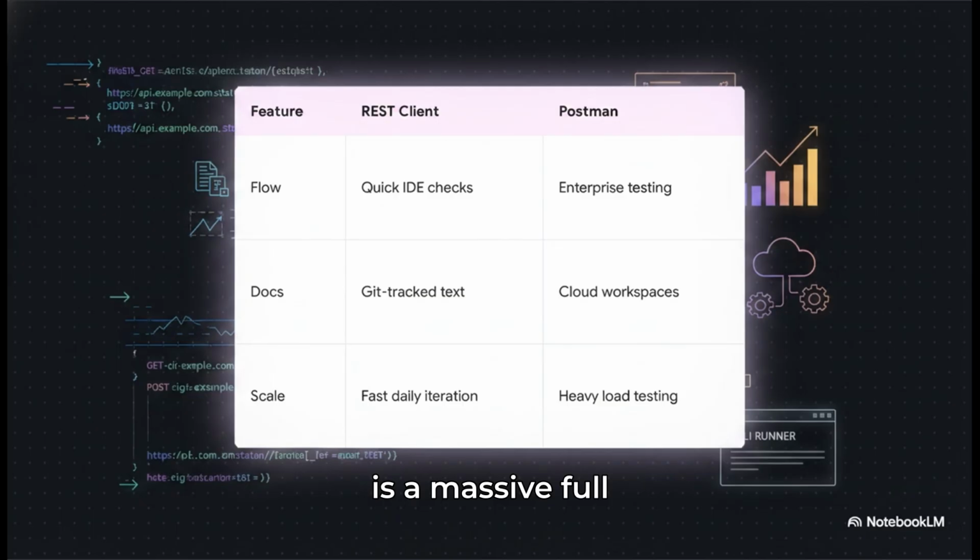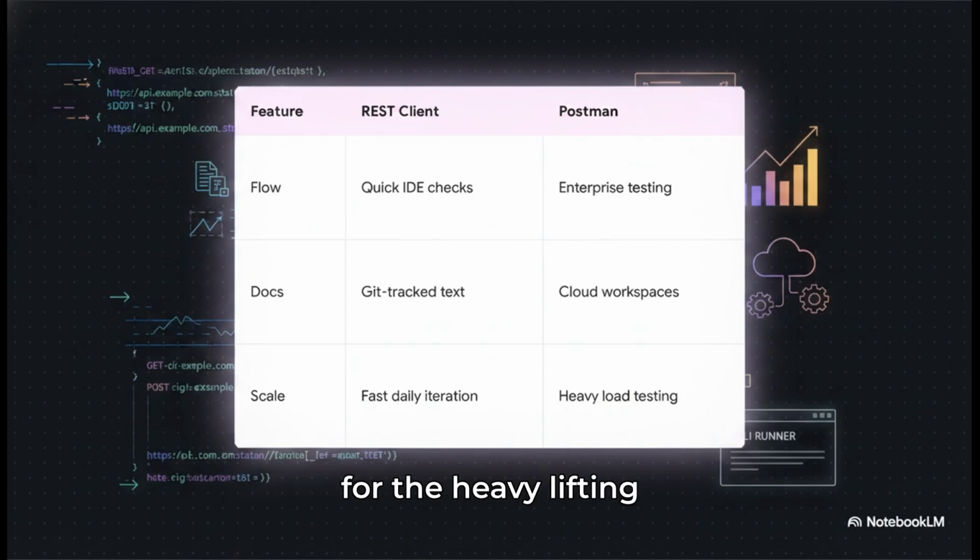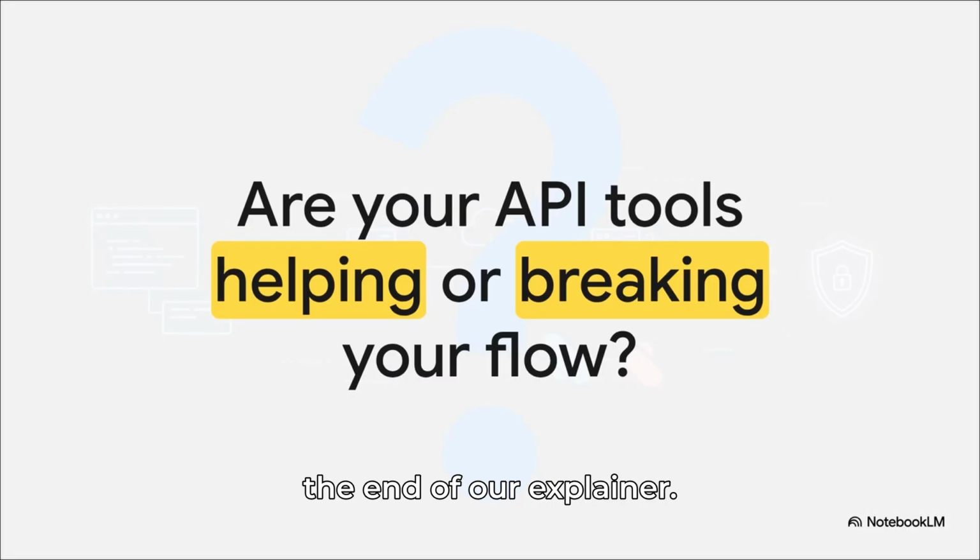Postman, on the other hand, is a massive full lifecycle platform. It absolutely reigns supreme when your team needs to do heavy load testing at scale, write complex JavaScript-based test assertions, run automated CI/CD pipelines, or manage highly collaborative enterprise workspaces. So use REST Client for that daily, fast-paced inner-loop iteration and save Postman for the heavy lifting and large-scale enterprise governance. And that brings us to the end of our explainer.